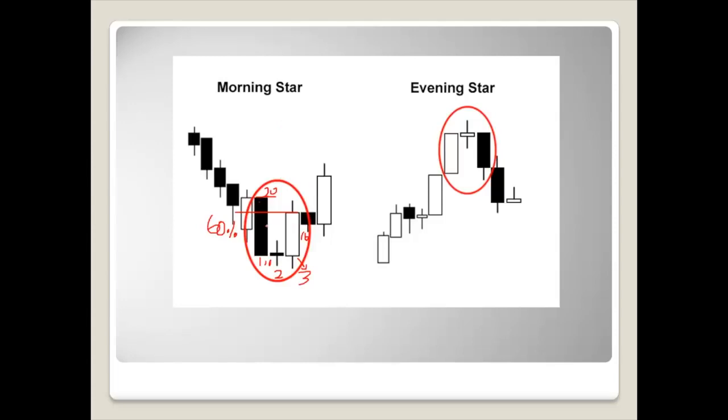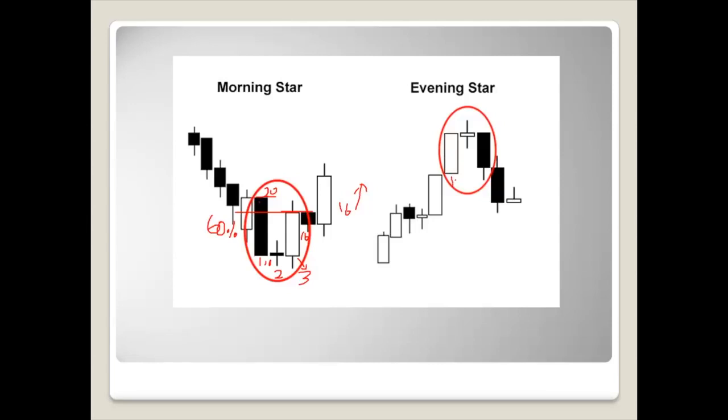So the third candle has to reach a minimum of 60% or higher of the first candle. Now from 20 to 10, 60% is considered as 16. So if this market is at 16 or higher, then it is considered as a morning star. The same goes with the evening star.